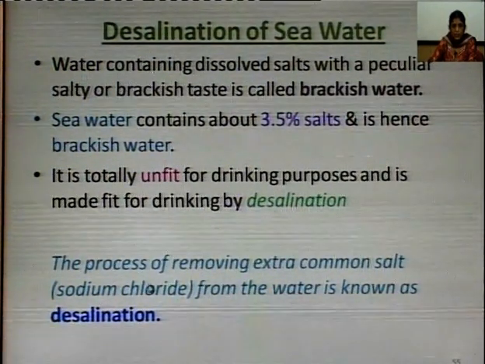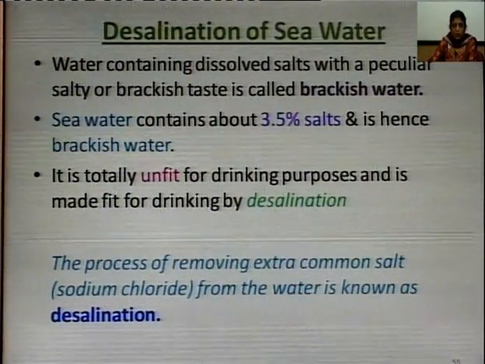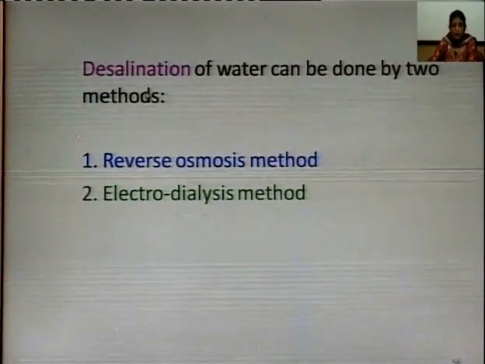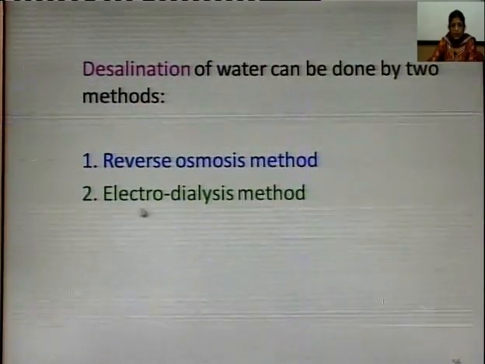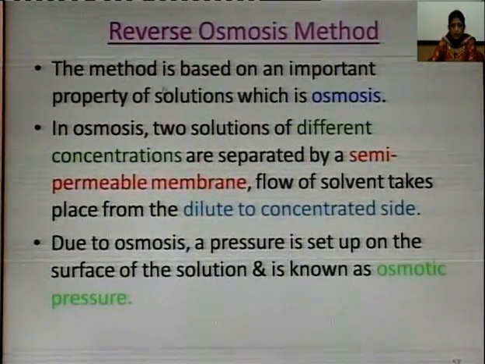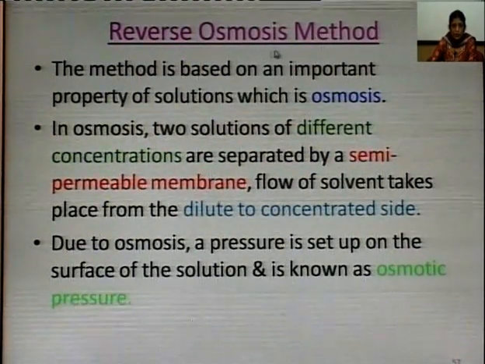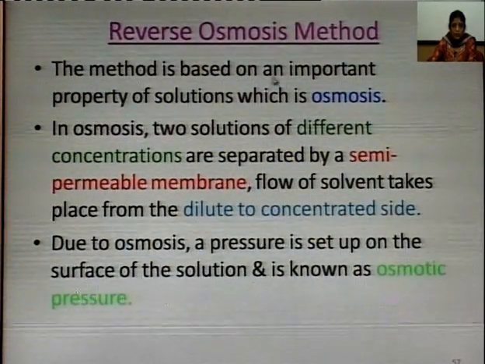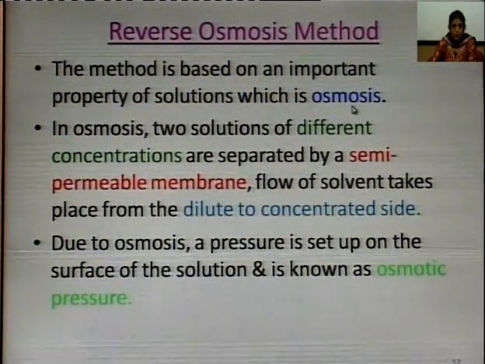So, what is desalination? The process of removing extra common salt from water is known as desalination. It can be done by two methods, the reverse osmosis method and the electrodialysis method. We will study the reverse osmosis method here. To understand this method, first of all we must know what osmosis is. The method is based on an important property of solutions, which is osmosis.